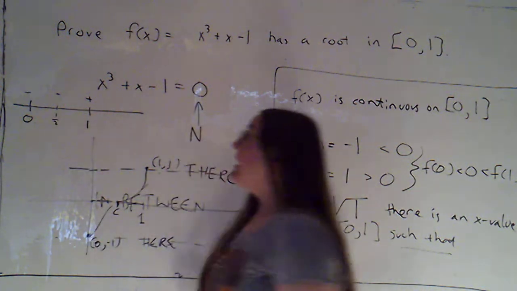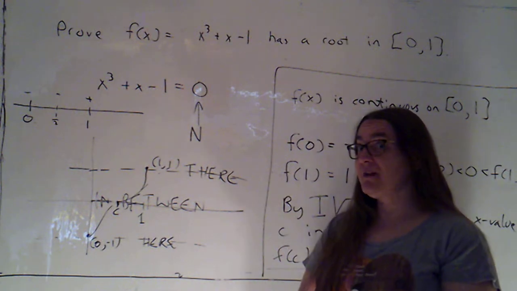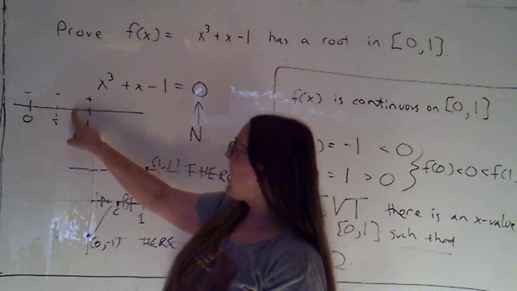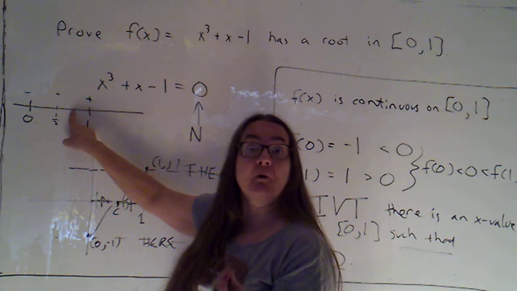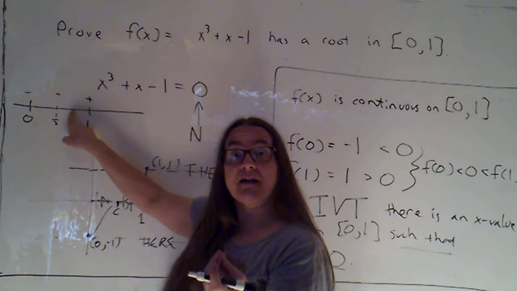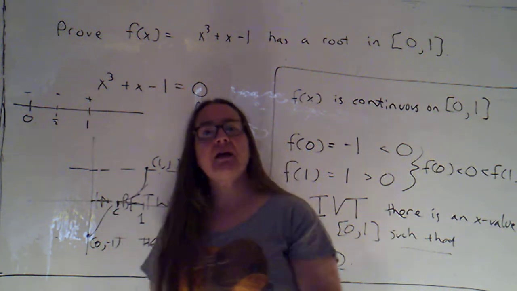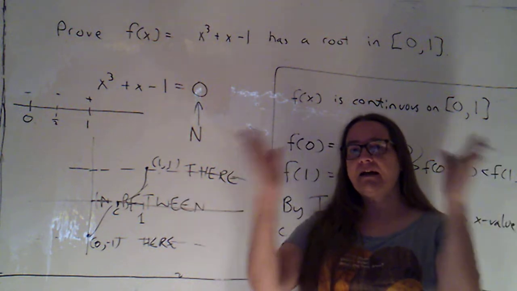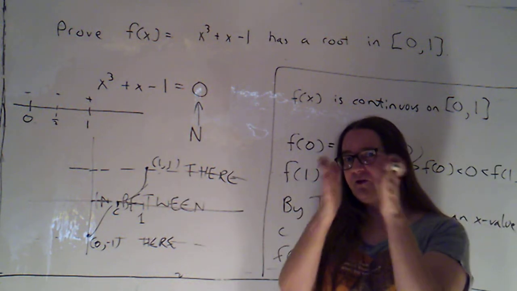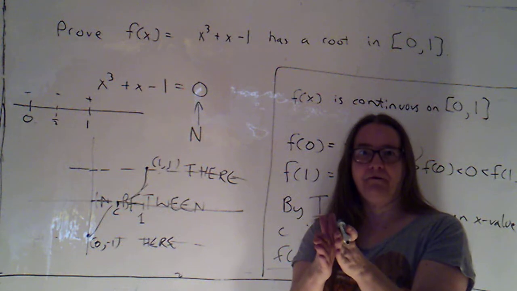Okay. If I want to get a better estimate than that, I could choose the halfway point here. I could plug in 3/4 and see is the function positive or negative. And each time I use the intermediate value theorem, I can cut the length of the interval in which I know there's a root in half.